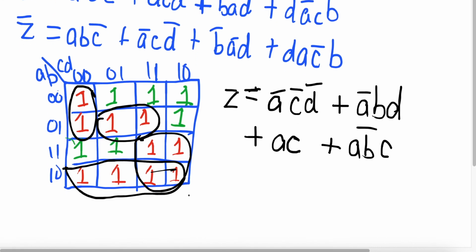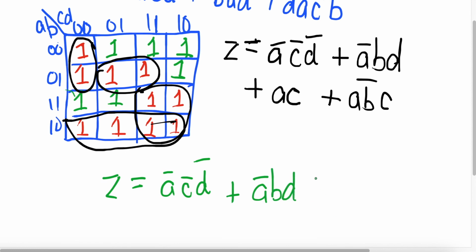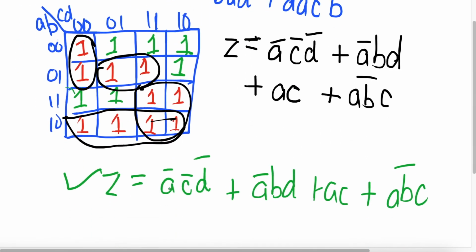So if we write that out, the final answer is going to be in product of sums form. I mean sum of products form, sorry. We have Z equal to A bar, C bar, D bar, plus A bar, B, D, plus A C, plus A, B bar, C. And that is our final answer of this expression put in sum of products form.